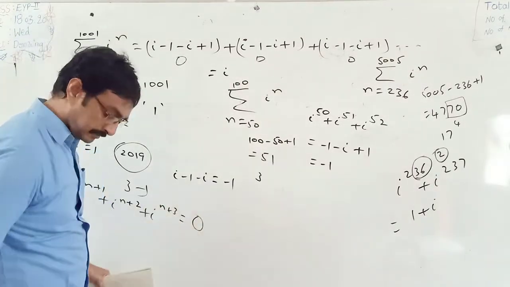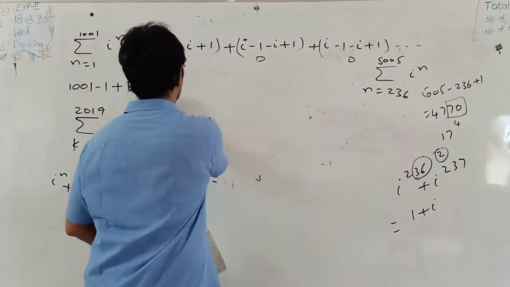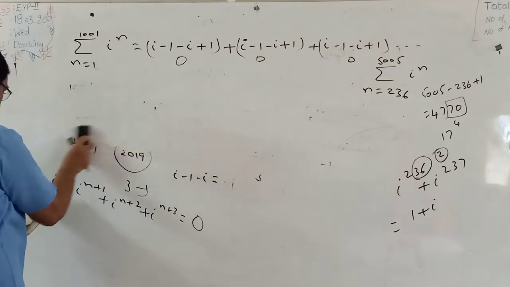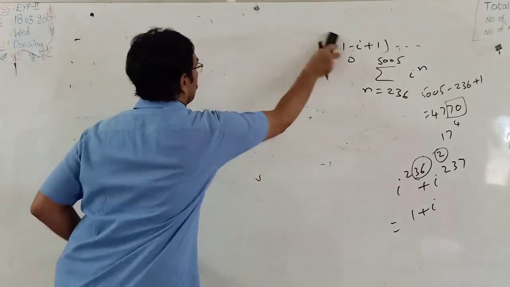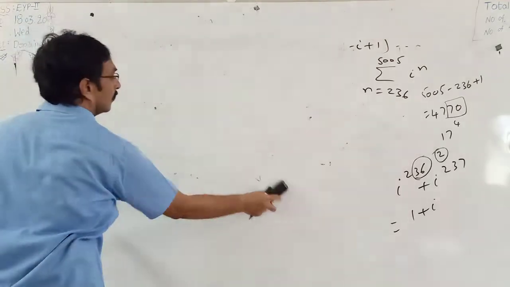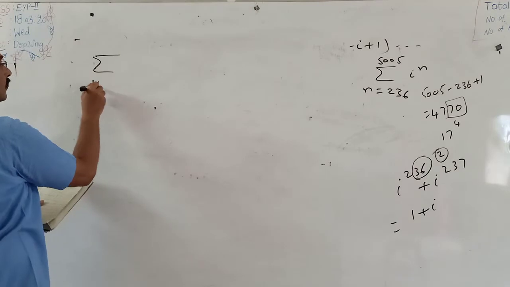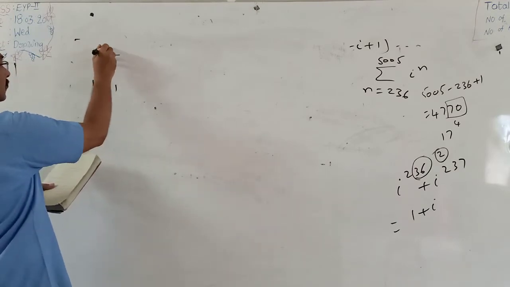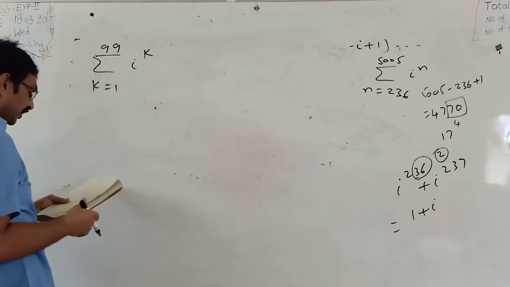See the next problem. For this series, sigma k equal to 1 to 99 i power k.